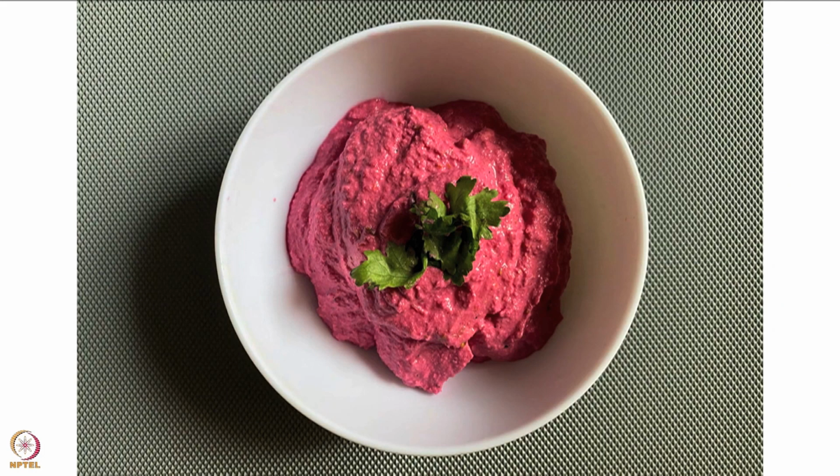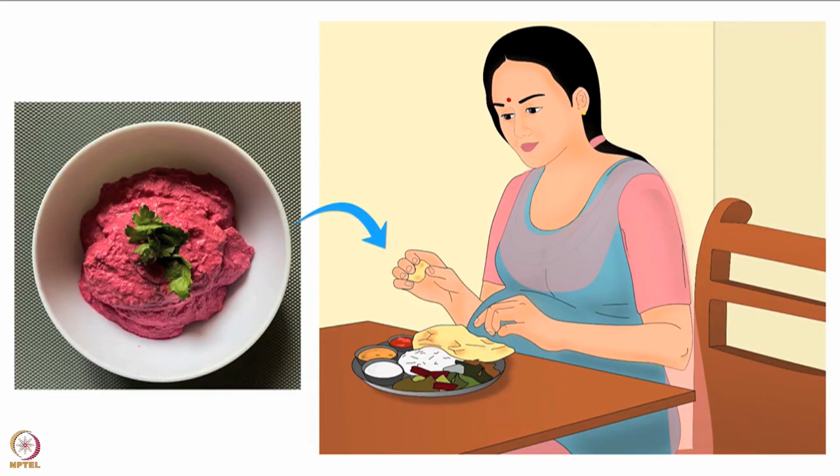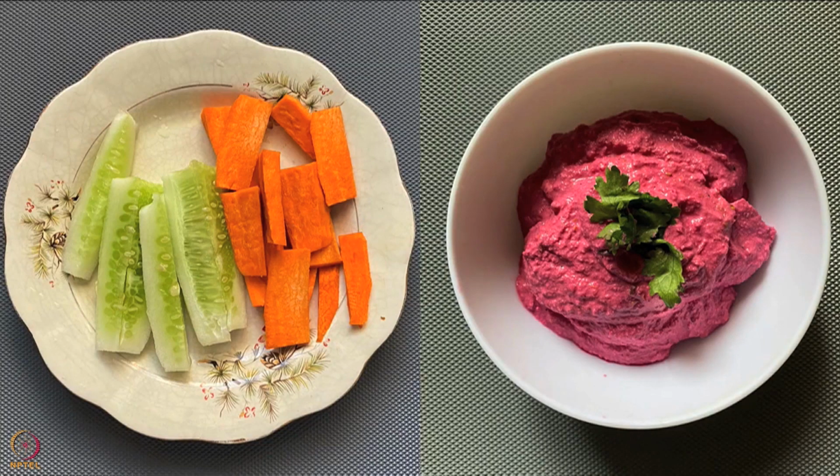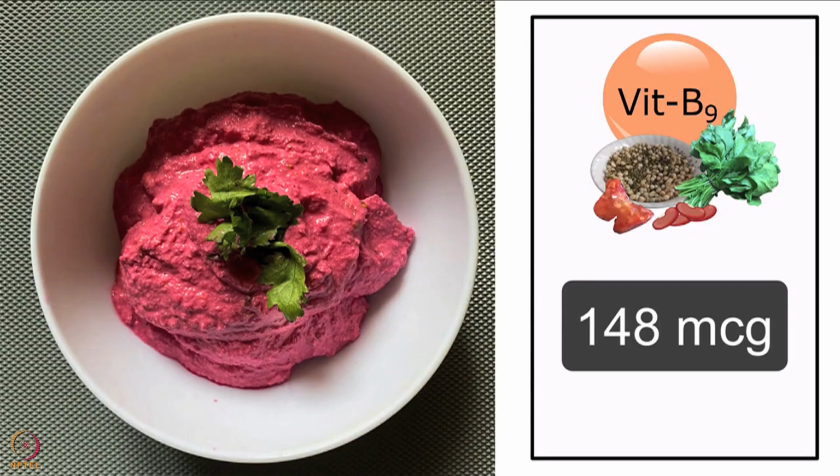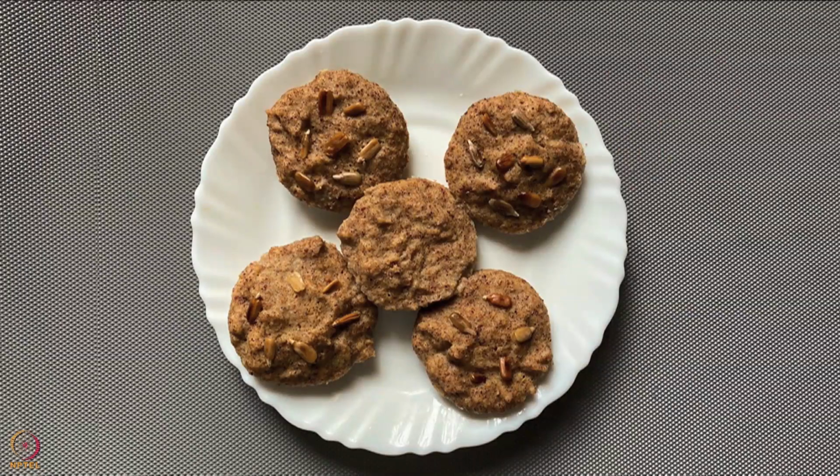Chickpeas dip is ready. You can have this 1 to 2 times a day along with your meals. You can even dip sliced carrots, cucumbers in it and eat it. 1/4 cup of this dip will give you about 148 micrograms of folate. The second recipe is Bengal gram idli.